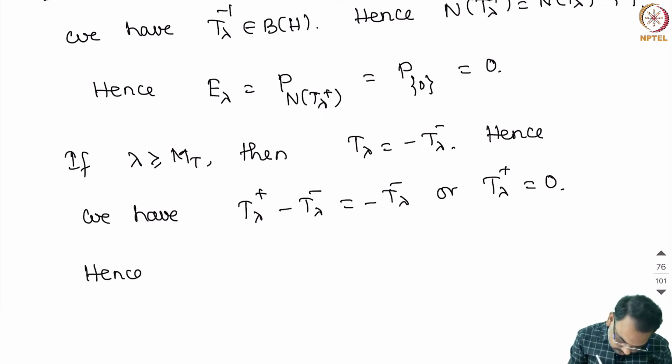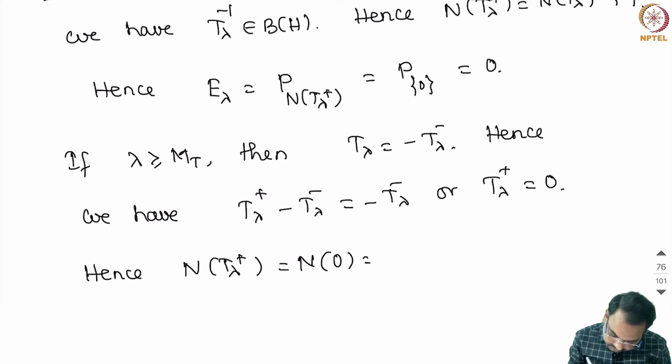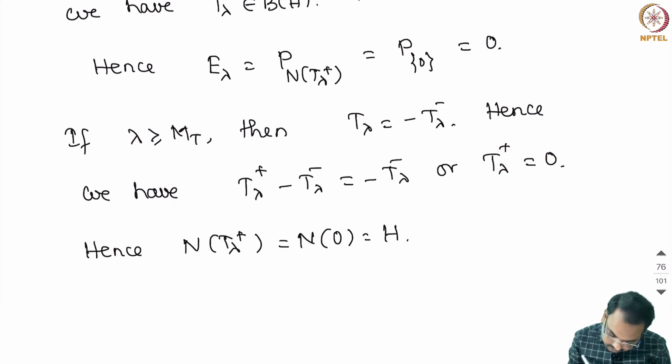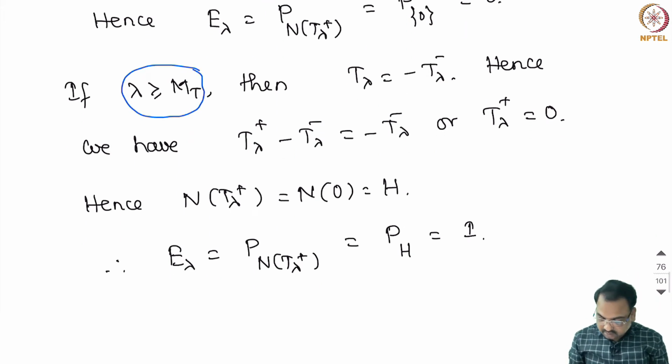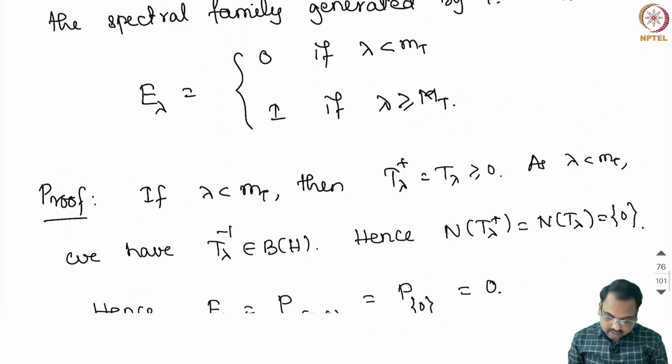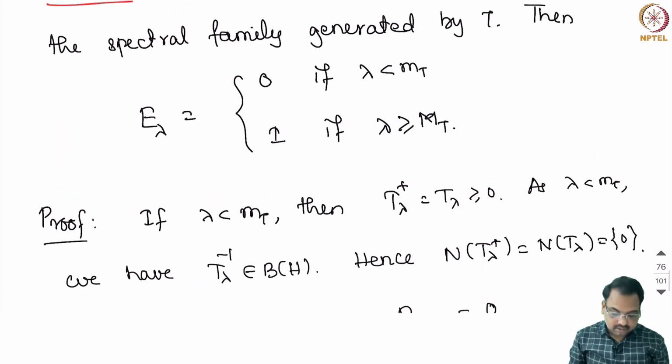Hence we can say that the null space of T lambda plus is the null space of the 0 operator, that is nothing but the full space. Therefore E lambda is nothing but the projection onto the null space of T lambda plus, that is the projection onto the space H. This is identity. So we have shown that whenever lambda is bigger than or equal to the upper numerical bound of T, then E lambda is the identity operator. Okay, so this completes the proof of this lemma.